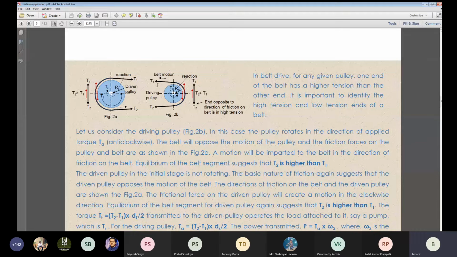This is basically resistance, because friction always gives a resistance. So this is the application of friction. Here friction is responsible for giving a loading to the driving pulley. At the same time, the friction on the belt creates a motion of the belt, and that motion is responsible for transmitting the power to another system, that is the driven pulley.